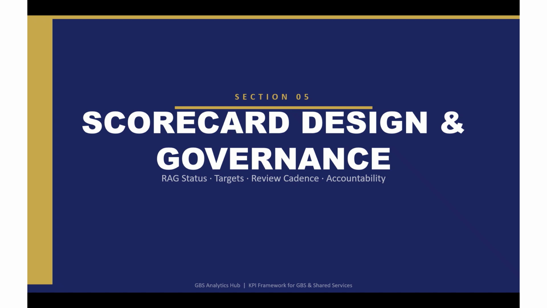In part 1 through to 4, we defined what KPIs are and covered specific KPIs for finance, HR, payroll, and IT. But having the right KPIs is only half the job done. The other half is how you present them, how you govern them, and how you make sure they actually drive action. That is what this video is all about. Scorecard design and governance. This is where KPIs stop being numbers on a spreadsheet and start becoming a management operating system.